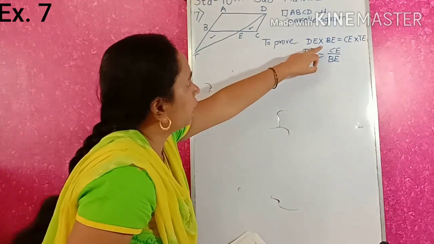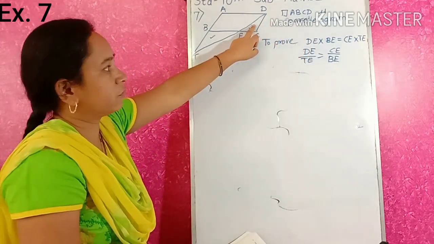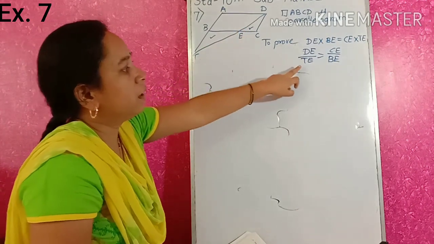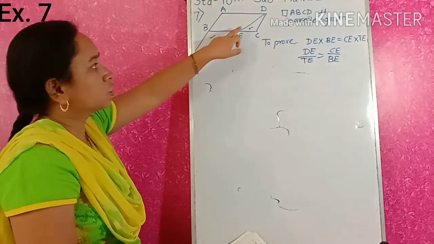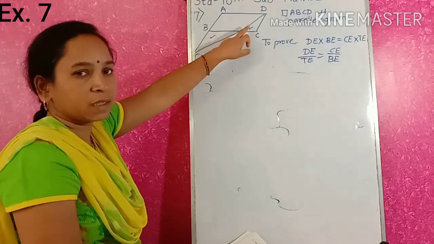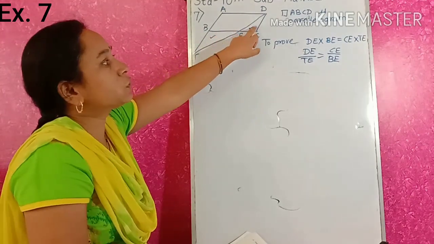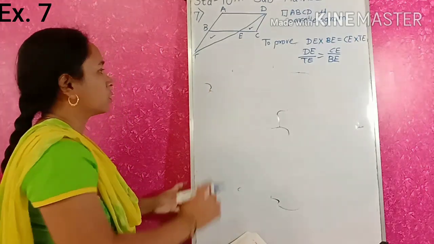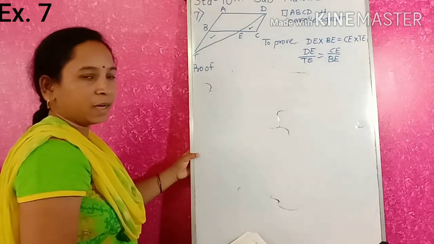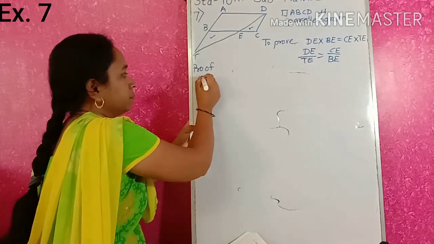Here DE and CE are sides of these two triangles, and TE and BE are the sides of this triangle. So we want to prove these two triangles are similar. If we prove these two triangles are similar, then their corresponding sides would be in proportion. So here, proof: ABCD is a parallelogram.